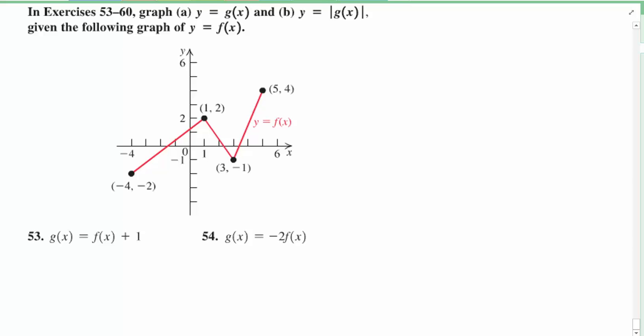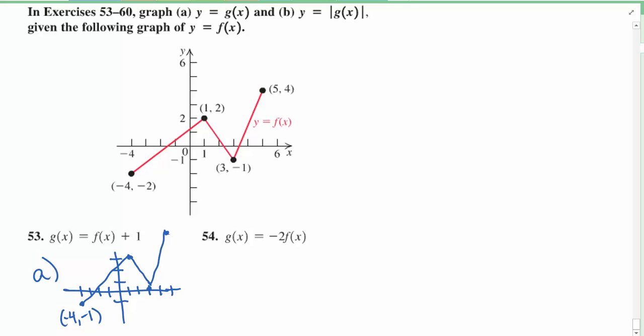What you're asked to do is take this graph already and think of it as a transformation where g of x is equal to f of x plus 1. So what is that going to look like? Well, that just means you're going to take the original function and add 1 to all the y values. So instead of negative 4, negative 2, you're going to have negative 4, negative 1. Instead of 1, 2, you're going to have 1, 3. Instead of 3, negative 1, you're going to have 3, 0. And instead of 5, 4, you'll have 5, 5. So every y coordinate got shifted up 1 unit.